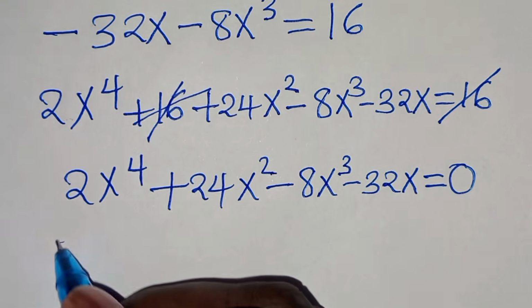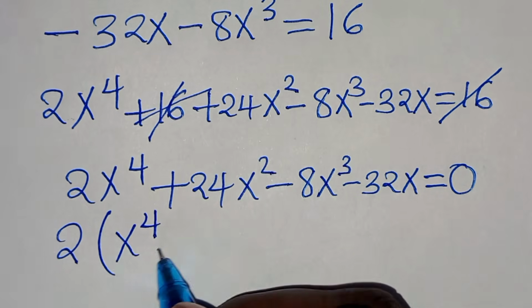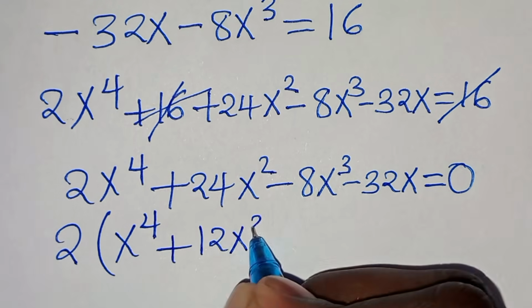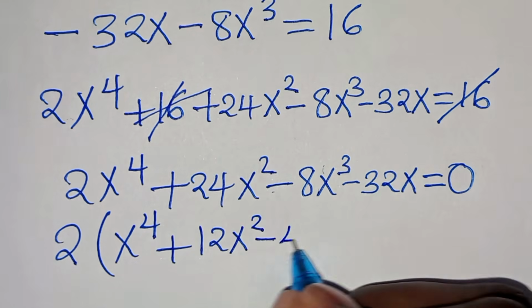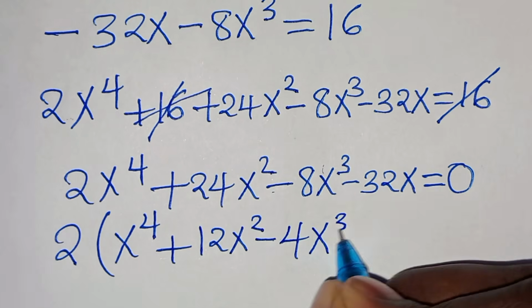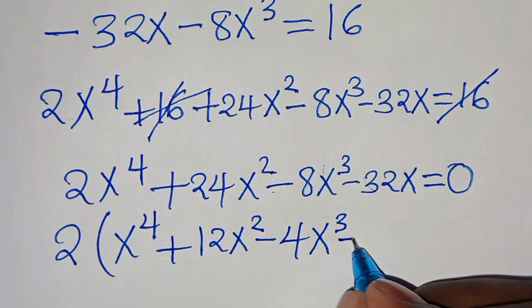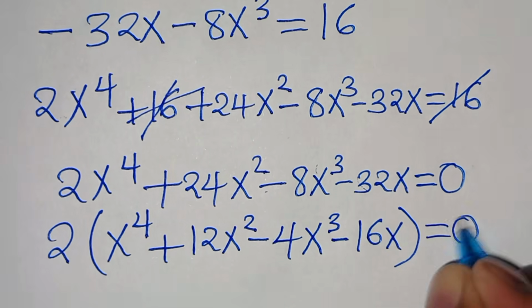So this means that we factor out 2, so that we have x to the power of 4 plus 24x squared divided by 2. This is 12x to the power of 2, minus 8x to the power of 3 divided by 2. This is minus 4x to the power of 3. Then minus 32x divided by 2. This is minus 16x. This is equal to 0.